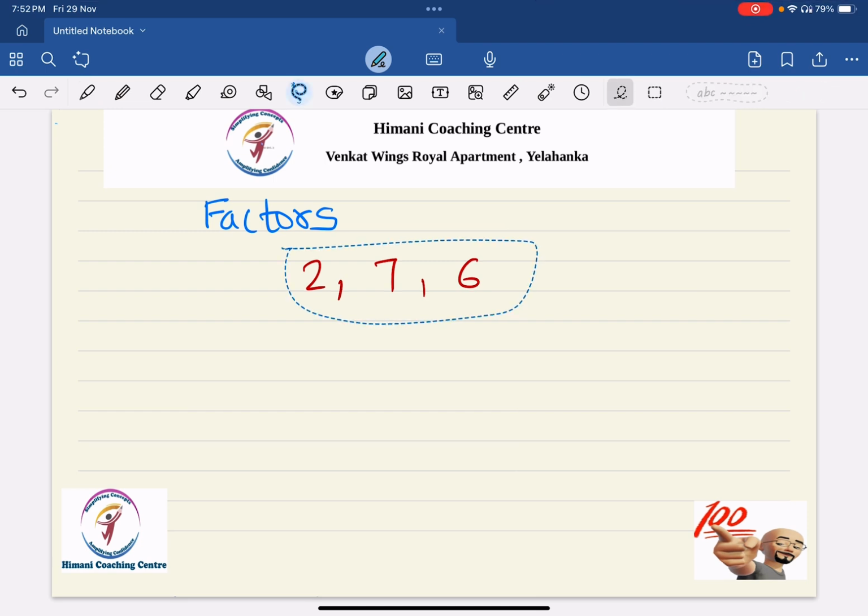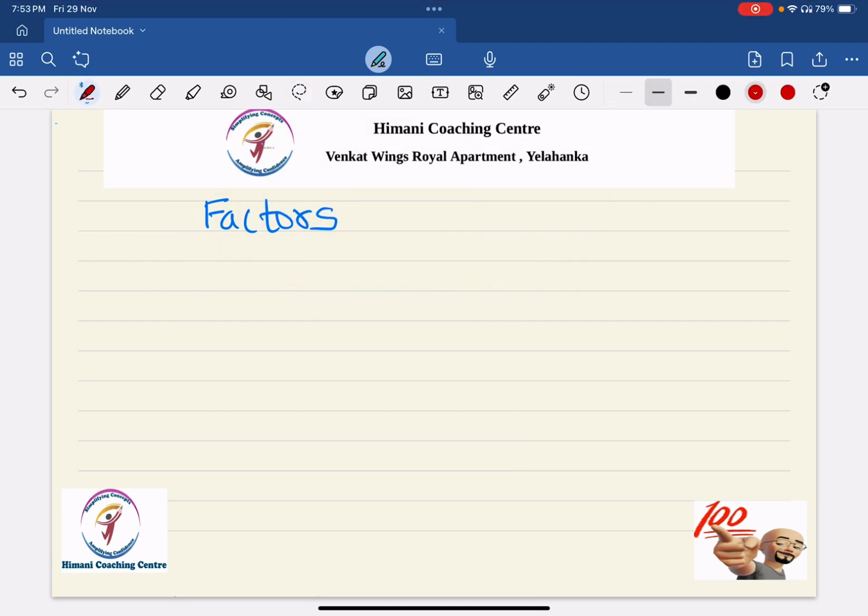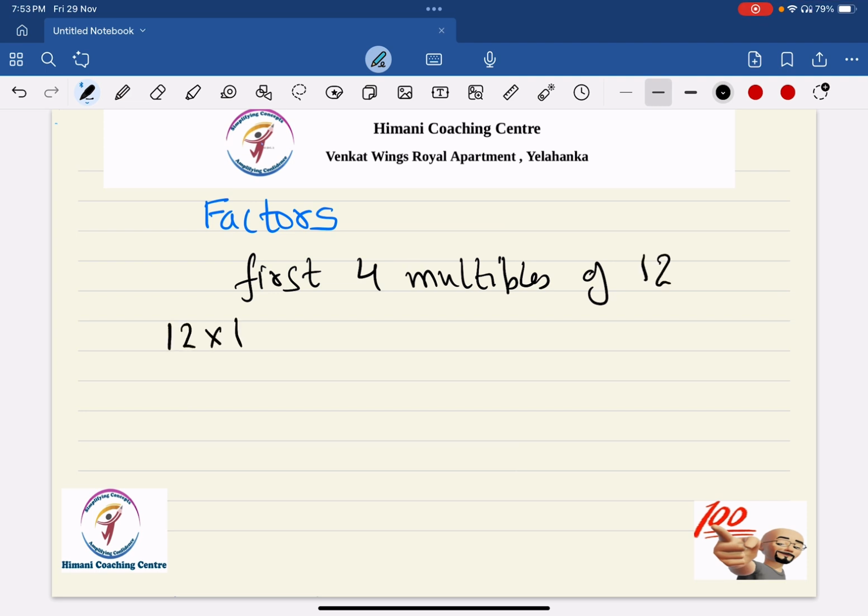Now let us go to two digit numbers. So we can be asked to write the first four multiples of 12. So that would mean what? We have to do 12 times 1, then 12 times 2, then 12 times 3, then 12 times 4. Now any number multiplied with 1 gives the number itself. So 12 times 1 is 12.